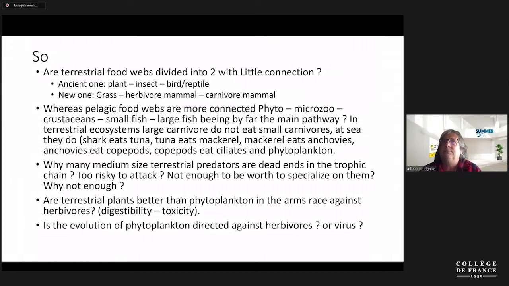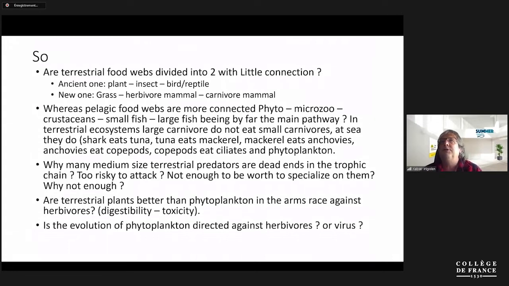Whereas in the ocean, you have phytoplankton, microzooplankton, crustaceans, small fish, large fish, all connected, as I think Chris suggested at the beginning, in a size structure. And there are lots of predators eating other predators. So copepods are omnivores, anchovies are a predator, a carnivore, mackerels are carnivores, tuna are carnivores, sharks are carnivores, and all those are carnivores eating carnivores. And I don't think that happens in terrestrial ecosystems.